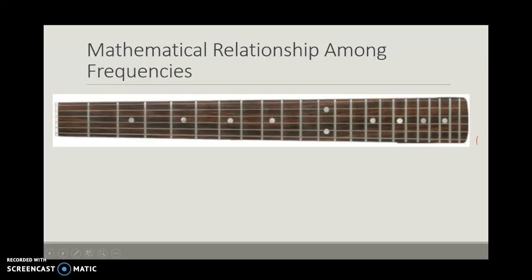Now that we understand a little bit about the fretboard itself and a little bit about the concept of the Western chromatic scale, we can now understand the fretboard a little bit better from the mathematical perspective. So again, Pythagoras decided that what sounded best to him, most pleasing to the ear, was known as the Western chromatic scale, or equal temperament.